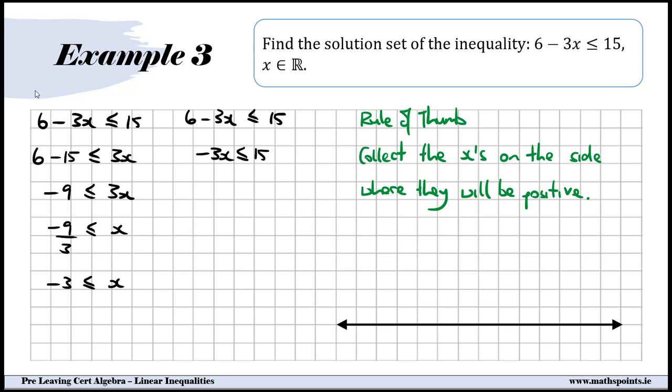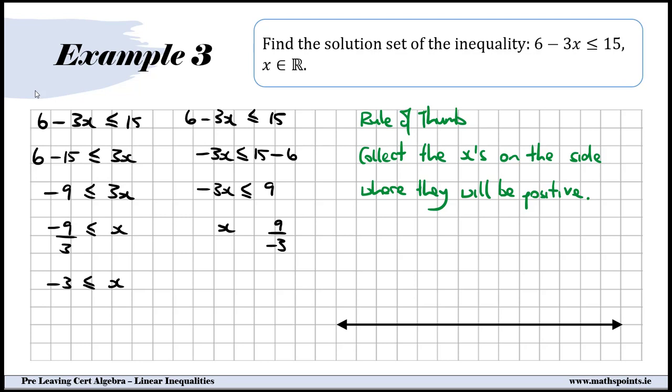side, and I want to put all the numbers on the right-hand side, so that means remove a 6 from the left-hand side by subtracting a 6 from both sides. Here I get that minus 3x is less than or equal to, now 15 minus 6 is plus 9. Now, here I want to divide by minus 3. To get the x on its own, I need to divide both sides by the number beside the x, which is minus 3. So I'm going to do 9 divided by minus 3.